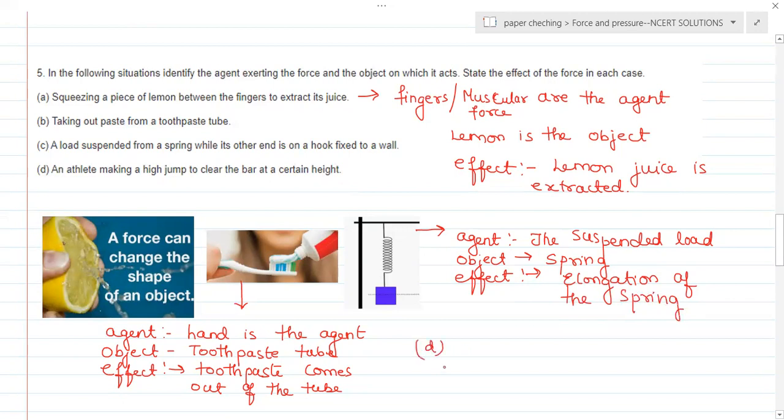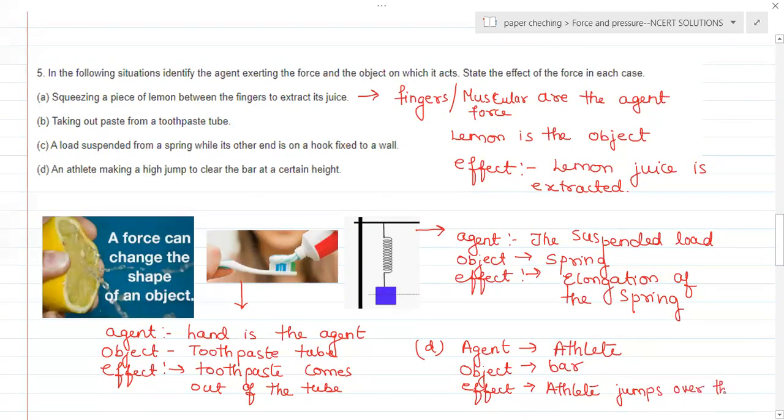Now, the D option is asking an athlete making a high jump to clear the bar at a certain height. So here the agent would be the athlete. Athlete. Agent is the one which is bringing in the change. Okay. Object is the bar. Bar. And we can see that the effect is one is jumping over the bar. Effect, athlete jumps over the bar.